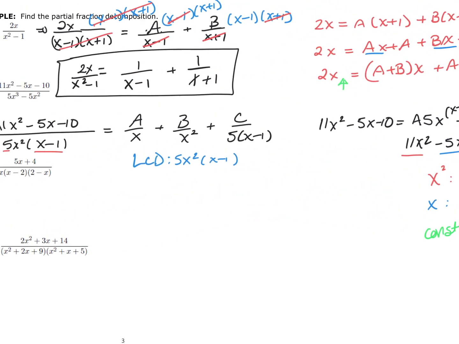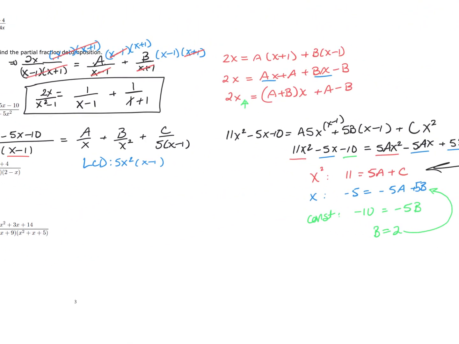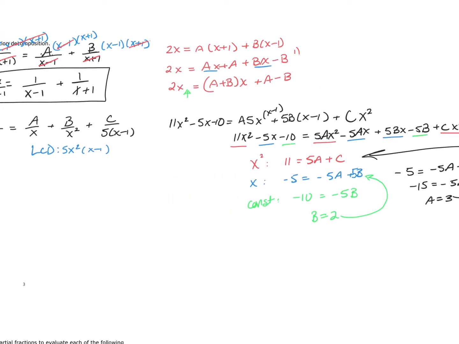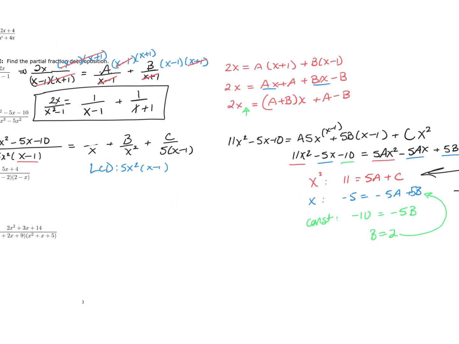So my partial fraction then, I found my a to be 3. So I come back over here and I say a is 3. I found b to be 2. So this is 2. And I found my c to be negative 4.